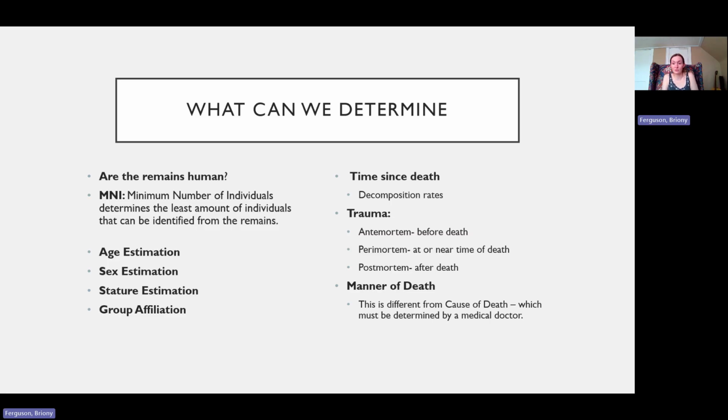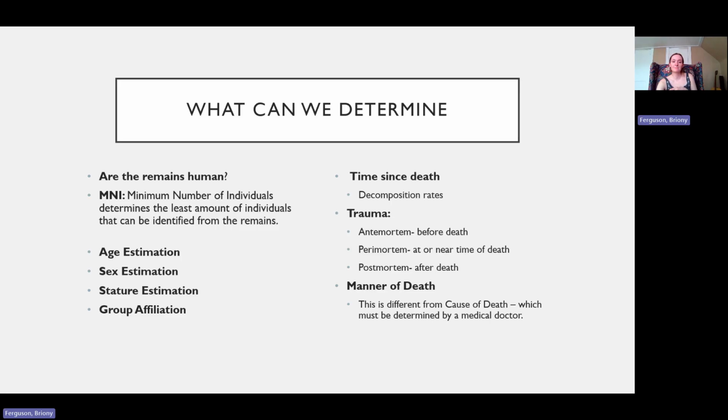Maybe you continue going through the inventory and then you see that, oh, I had 3 skulls in the mix. Well, you can determine that there are at least 3 individuals. If we did the maximum, it would just be very inaccurate because technically every single bone in that set of remains could be from a different person. We don't know.